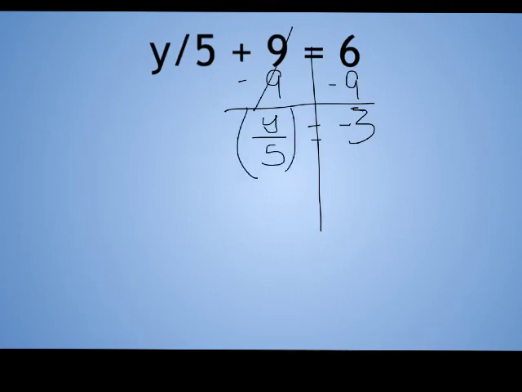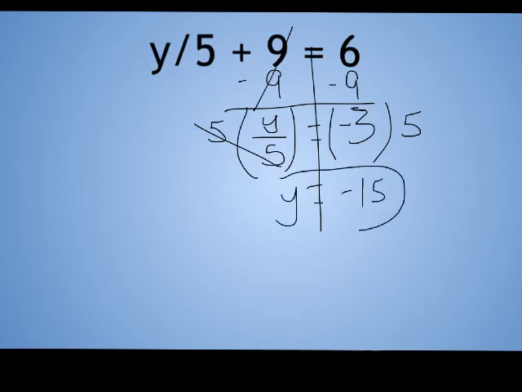And we're going to undo division by multiplying. So divided by 5 times 5 cancels. Negative 3 times 5, and negative times a positive is a negative answer. 3 times 5 is 15. So our solution is y equals negative 15.